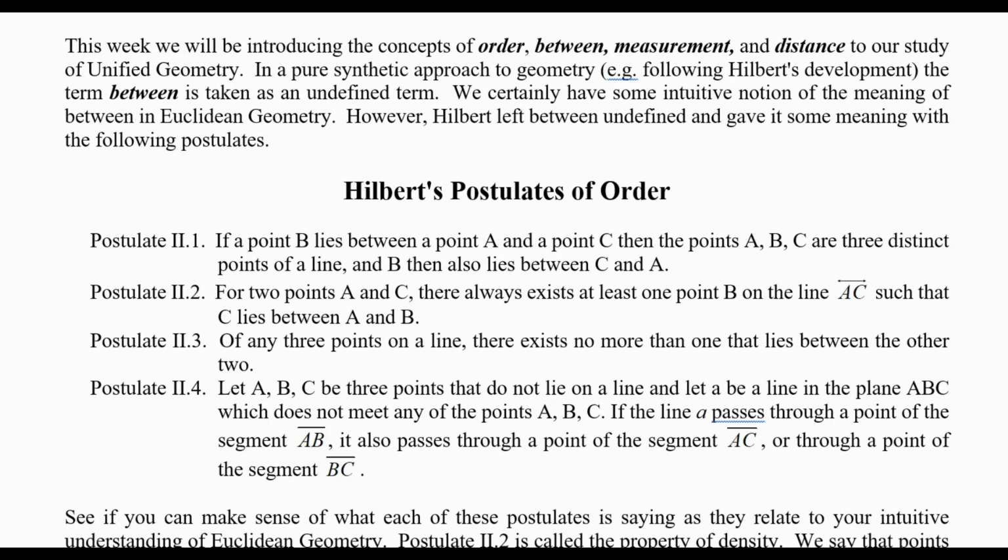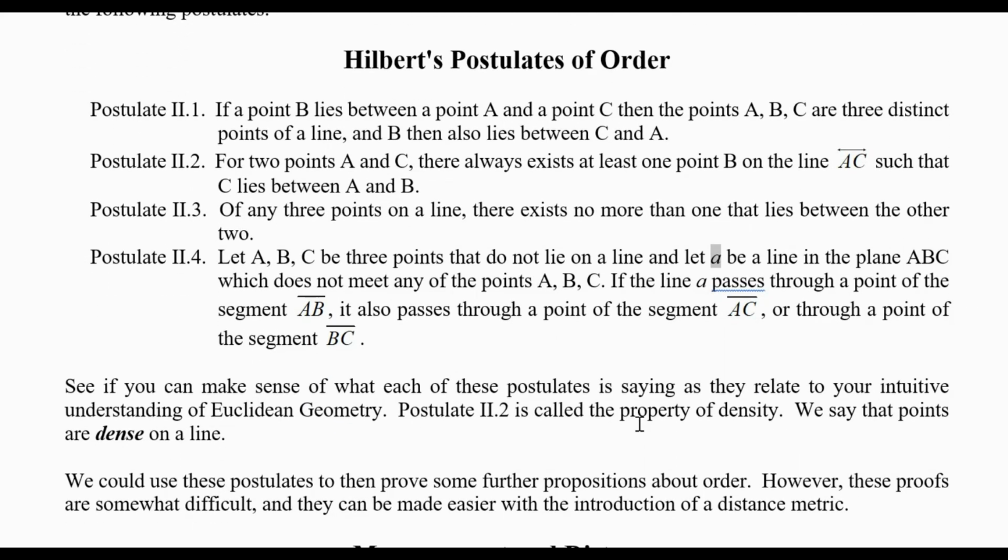And then postulate 4 of his order postulates: let A, B, and C be 3 points that do not lie on a line, and let a be a line in the plane ABC which does not meet any of the points A, B, and C. If a passes through a point of the line segment AB, it also passes through a point of line segment AC or through a point of line segment BC. We may come back to that one later and talk a little bit more about what that one means.